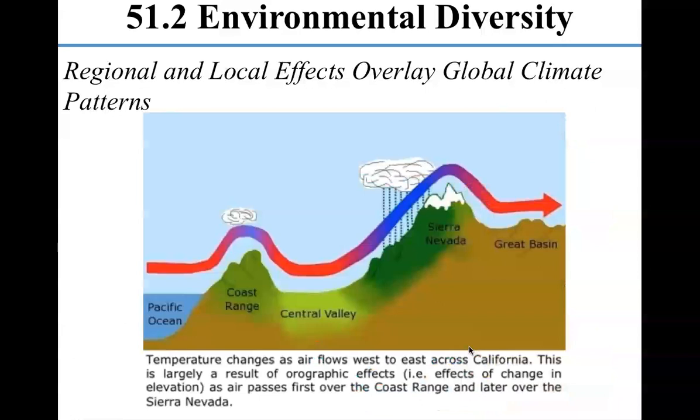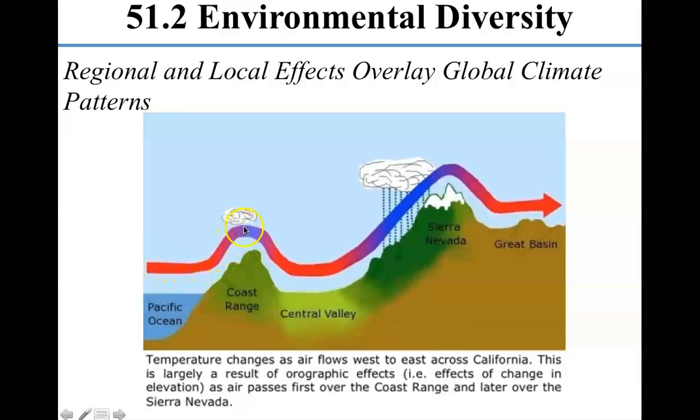Another example is the influence of topography on airflow. Whenever you have a mountain, the mountain is going to cause air to rise over it. In this example, this is representing California. We get warm, wet air from the Pacific Ocean. It hits a coastal range of mountains. It rises.